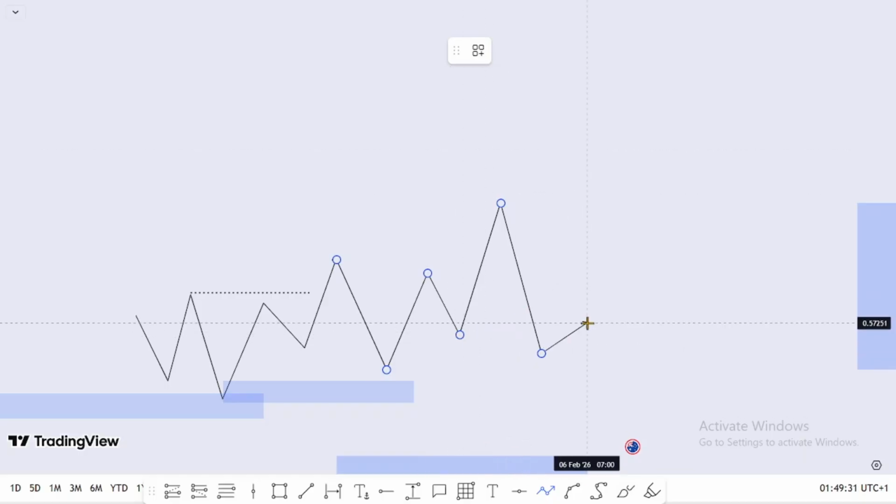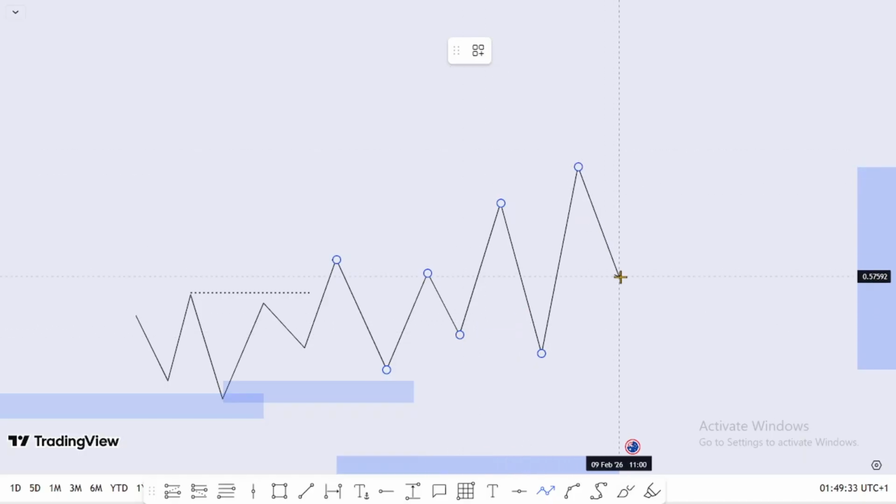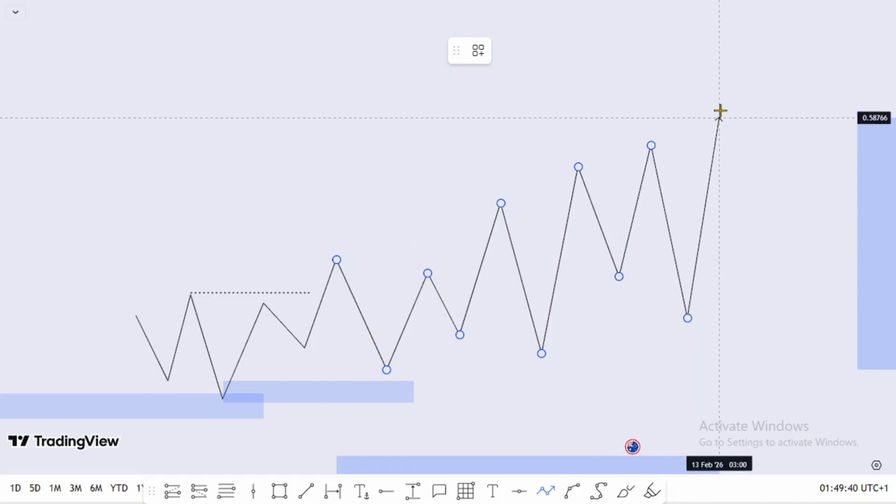We are really getting our liquidity sweep again. Then we have our structural liquidity, our internal range liquidity. Then we can still take this trade at this place.